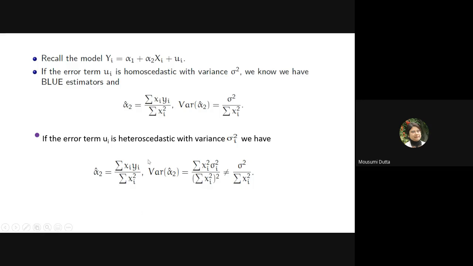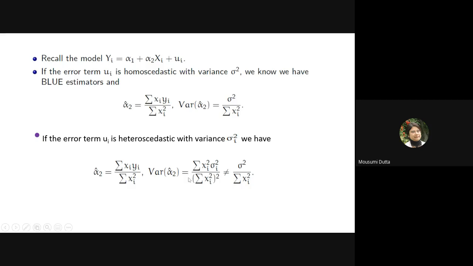Now, in presence of heteroscedasticity, if we apply OLS, the model looks alike. If I consider the residual, minimize the residual sum of square, and then consider the first order conditions, we will get the same value. So the value of the estimator will not change. However, if I calculate the variance of this estimator, we will find the variance will look like this.